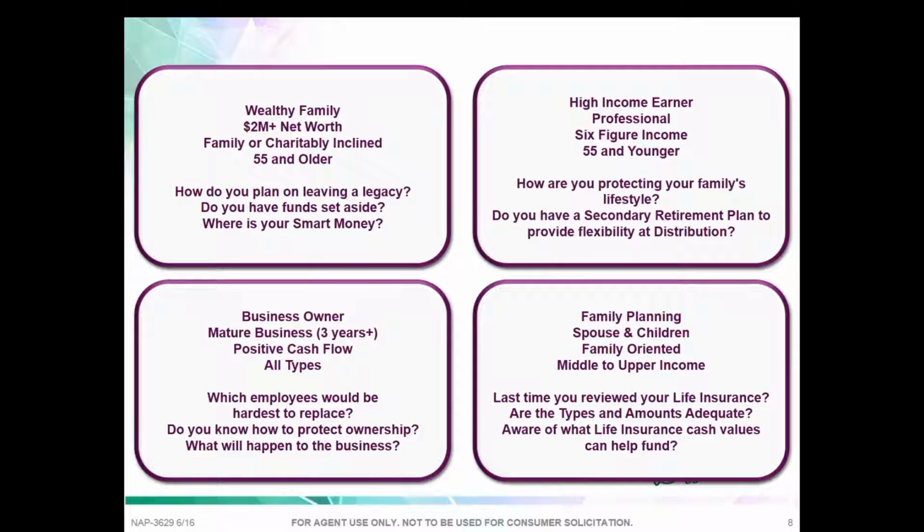So here we have our four quadrants all together from how we went through and broke them all out. Let's just start up in the top left-hand corner where we have our wealthy family. These would be some questions that you could ask. And I can share this slide with Mark too, because as you sort out your client database into these categories, these could be questions that when you have your client in front of you, you start asking them. So for the wealthy family, how do you plan on leaving a legacy? Do you have funds set aside to do this? And where is your smart money?